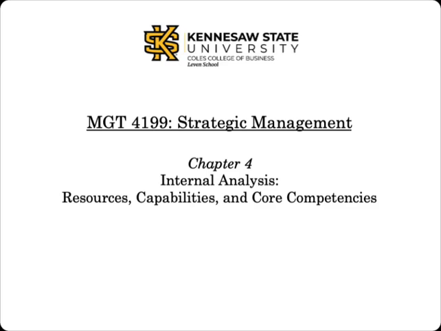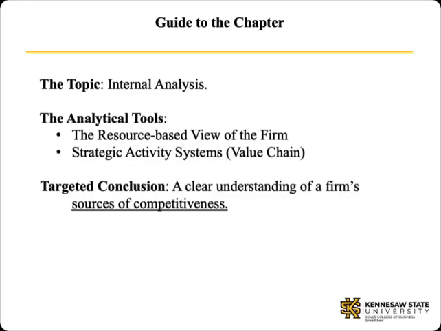This is the presentation for Chapter 4 in the Rothermel textbook. Chapter 4 covers the resource-based view of the firm and strategic activity systems. These are two of the core models in strategic management. They explore the sources of distinctiveness that a company can offer to its customers and the systems they use to bring those attributes to the market.